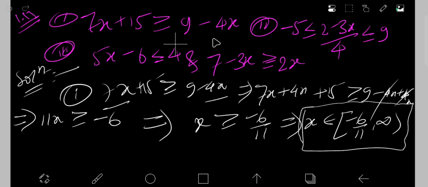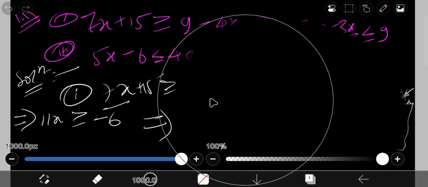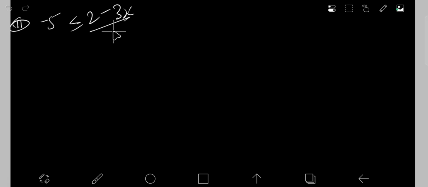Okay, and second question. What is the second question saying? The second point is this type now. Point number two: minus 5 is less than or equal to 2 minus 3x divided by 4, less than or equal to 9.